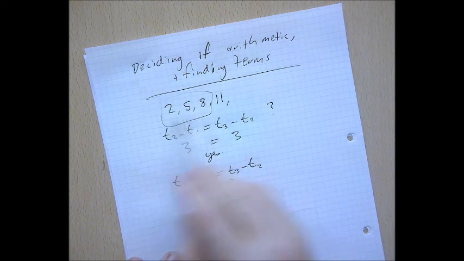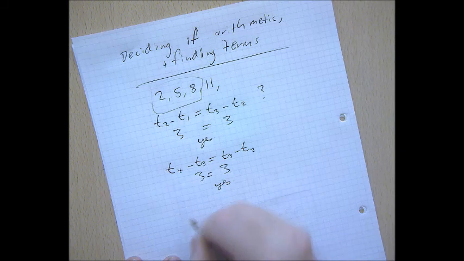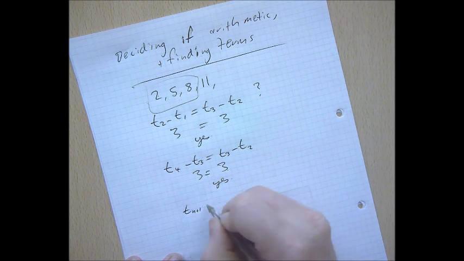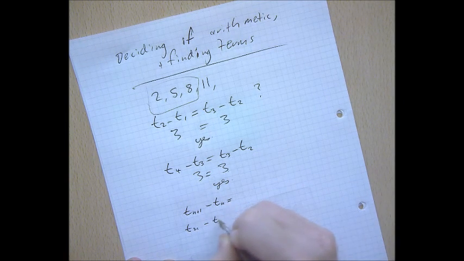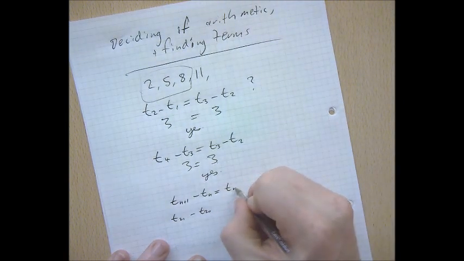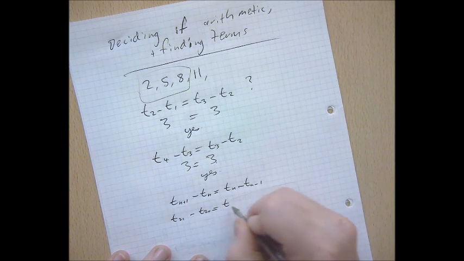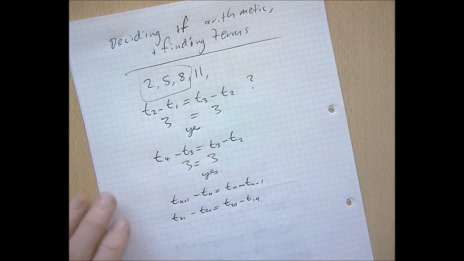You may not be given the first 4 terms, you may be given some terms in the middle. So the general thing is that you want to find out whether Tn plus 1 minus Tn, so for example the 21st minus the 20th, is equal to Tn minus Tn minus 1. So for example the 20th minus the 19th. So that's how you decide if a sequence is arithmetic.